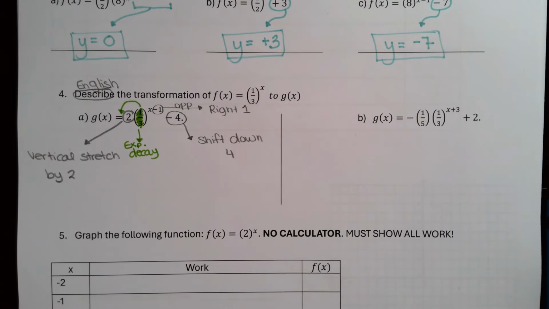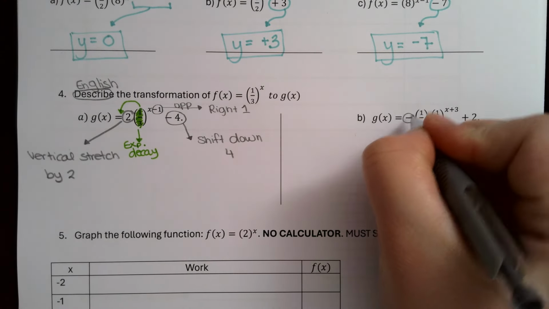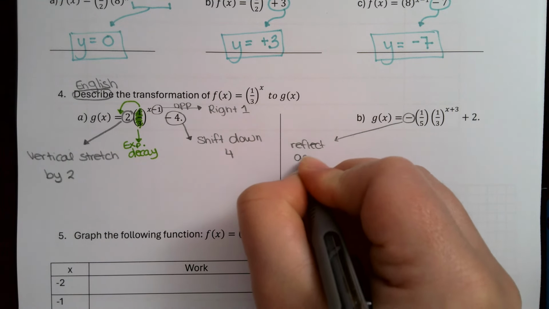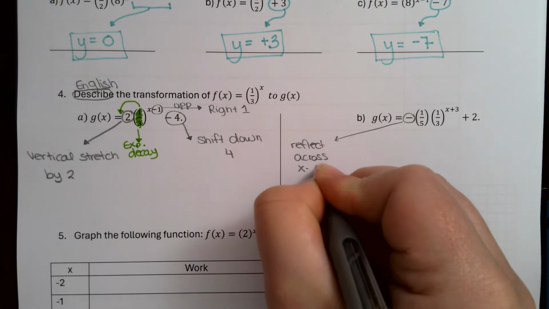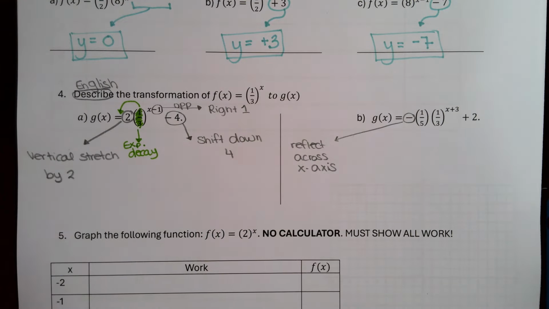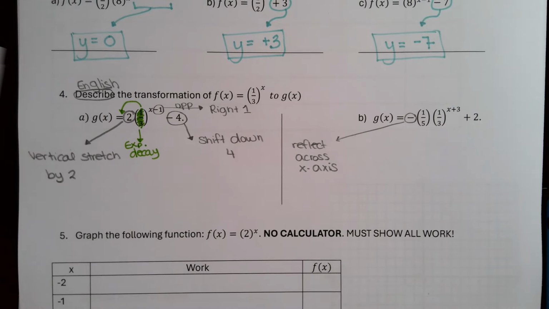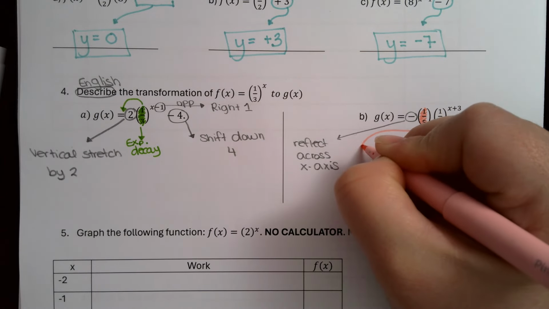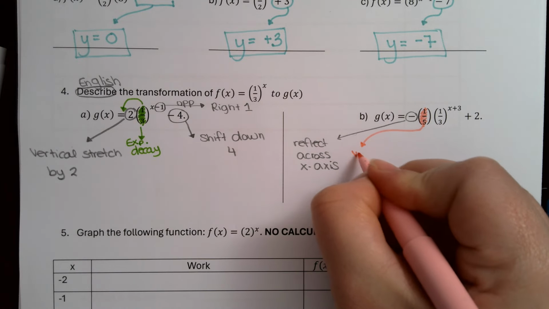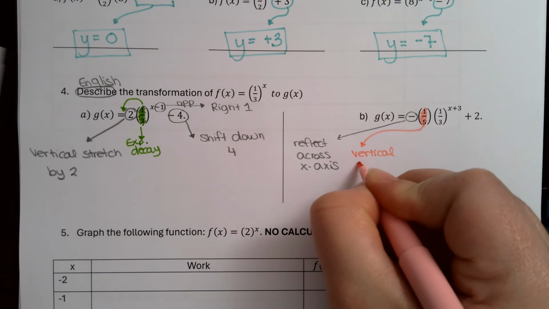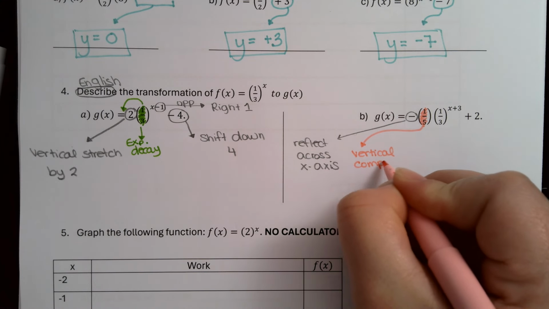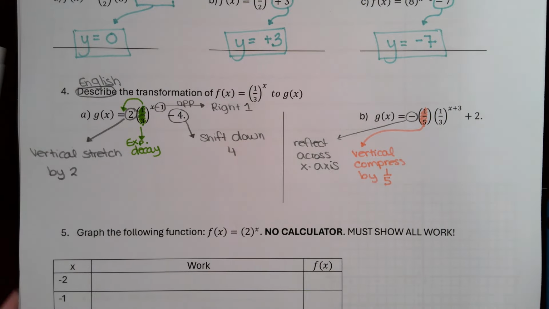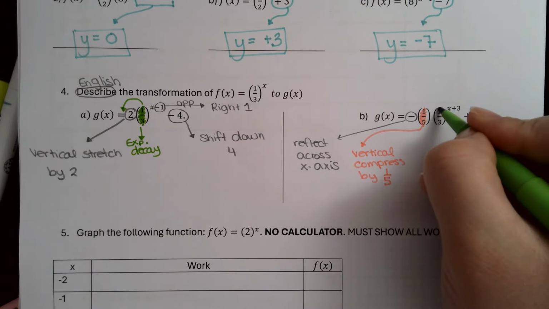Okay, let's try again. I do see a negative out in front. That means I'm going to have a reflection across the x-axis. I see a 1/5 in the front. This is not your B value. This is your A value. And because it is smaller than 1, this is going to be your vertical compression. You can also say shrink by 1/5.